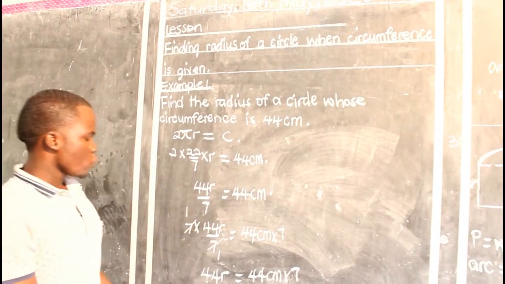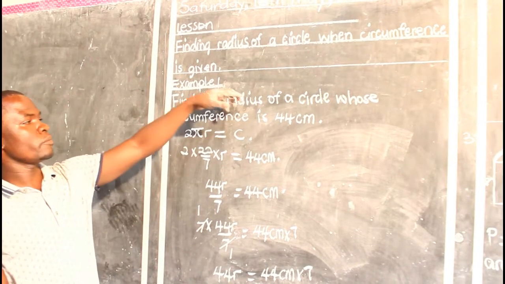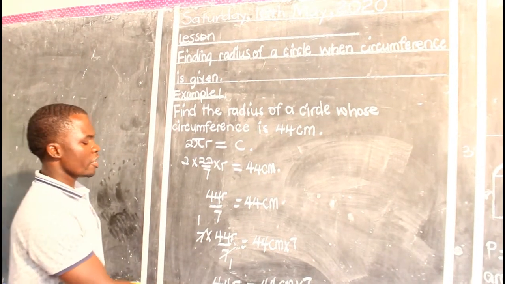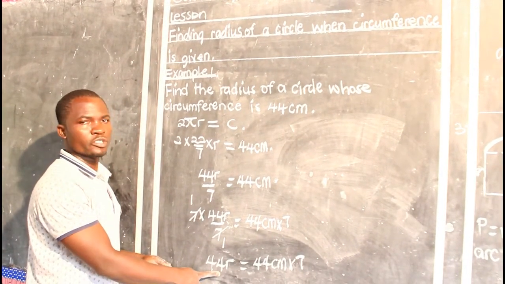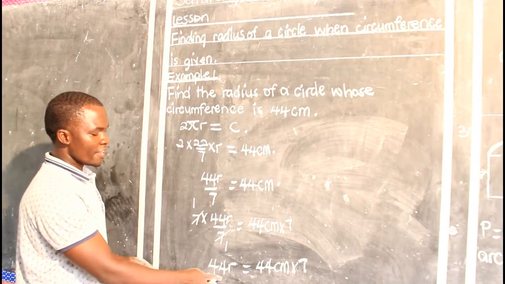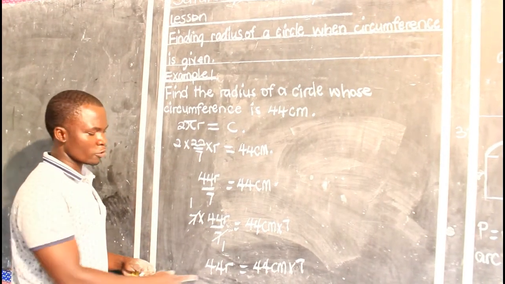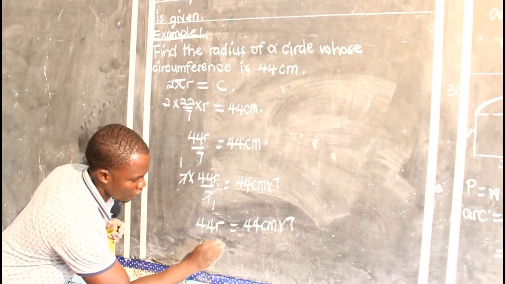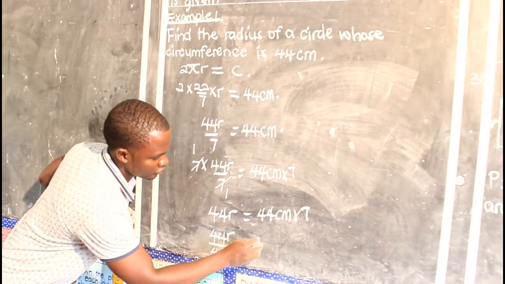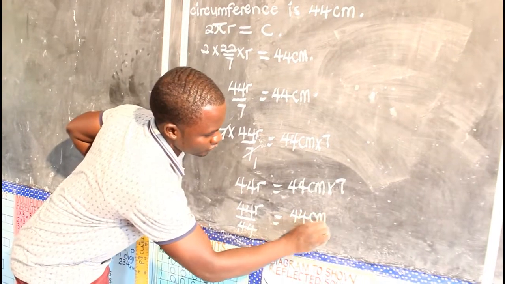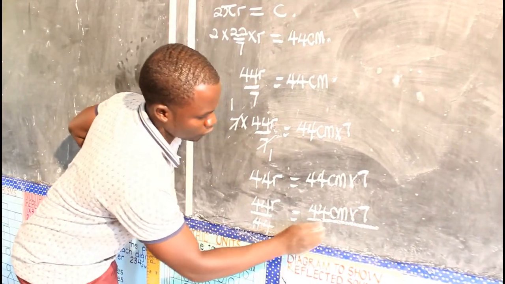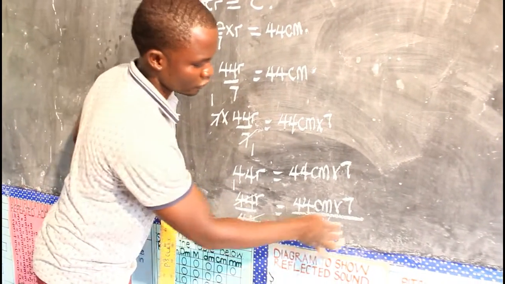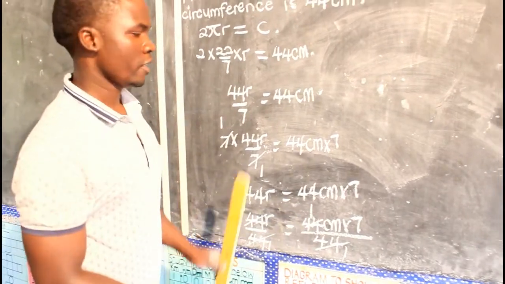When you reach here, you are supposed to make r the subject because it is the one they're asking for. They're asking for the radius, which is represented by r. So we shall remove 44 by dividing on either side because it is our coefficient in this case. So we shall say 44r out of 44 equals 44 centimeters times 7 out of 44. By 44 once, by 44 once.